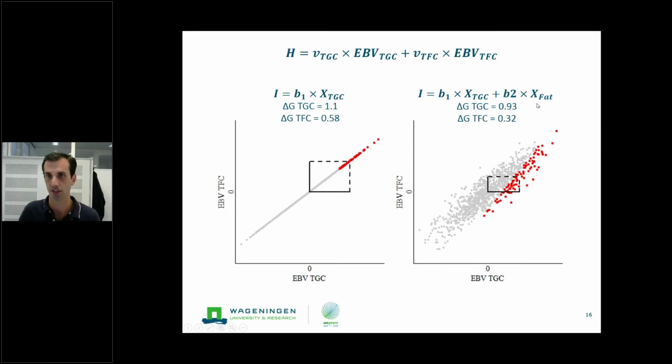In the alternative index, where we also include fat content, you see that we give up a little bit in the response on growth, which becomes 0.93 now. These are data for gilled-head sea bream. But we get a much lower response for thermal feed intake coefficient, which is desired because its economic value is negative. So we gain more in feed conversion ratio and we sacrifice a little bit in growth.